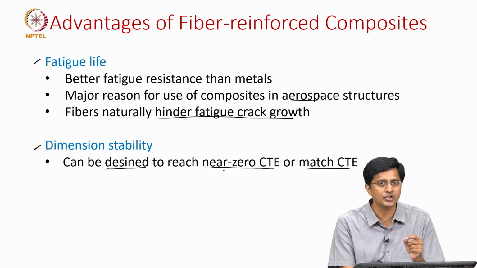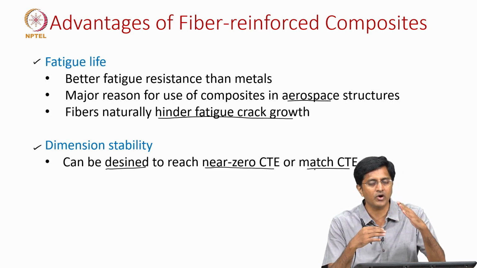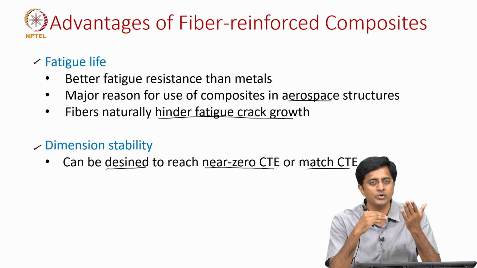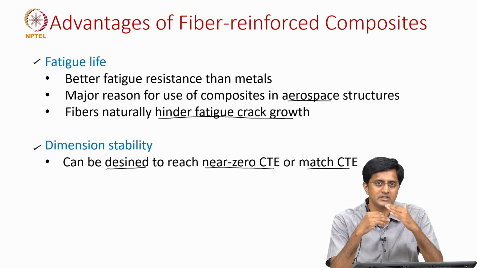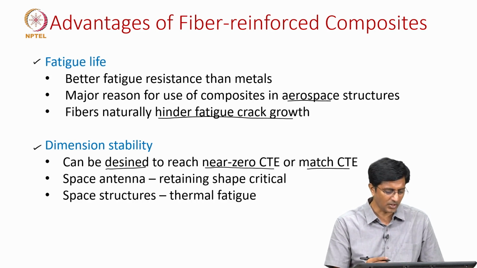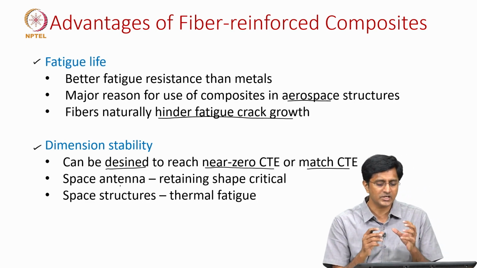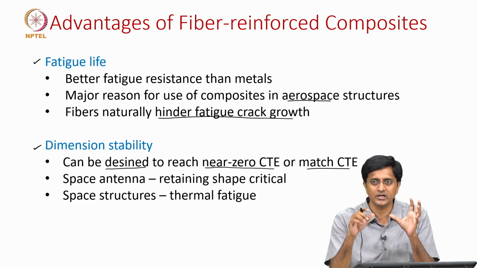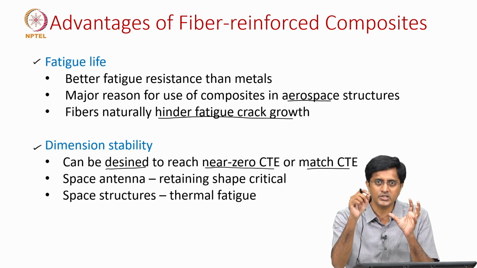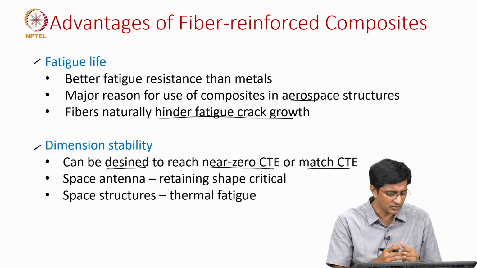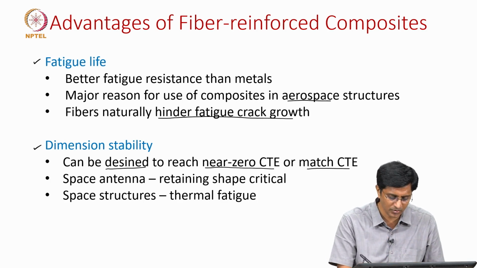This target could be a near zero value, or, let us say, a composite being joined to aluminum. Now that we know the CTE of aluminum, we can design the composite such that its effective CTE is close to aluminum, so there are no thermal stresses built up at the joints. Some of the applications are space antennas. Space antennas are a critical application where we do not want any change in shape, because we are aiming the antenna at one point. If there is a change in shape, it probably is not pointing towards the target, and this is something to be avoided. So, in space applications, composites are used such that near zero CTE is achieved.